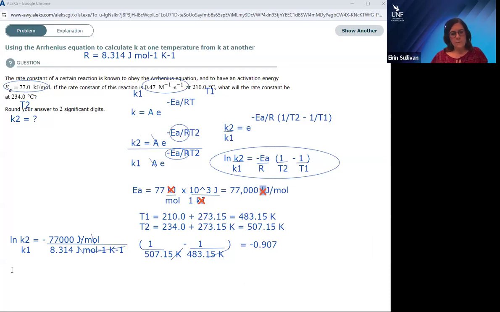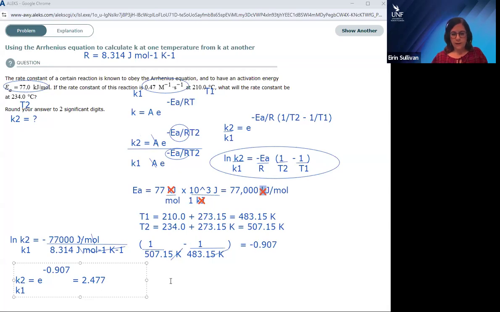So how do we get rid of a ln? We do e to the power of both sides. So K2 over K1 is e to the power of whatever number you get for the whole right-hand side of the equation there. E to the power of minus, wherever it's 0.907. So again, that's just going to be a number, right? That shakes out to be, what is that? 2.477. I'll keep a few sig figs.